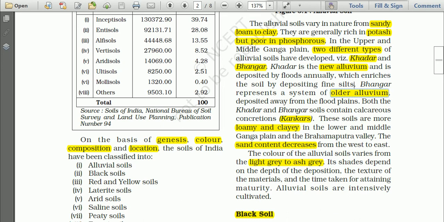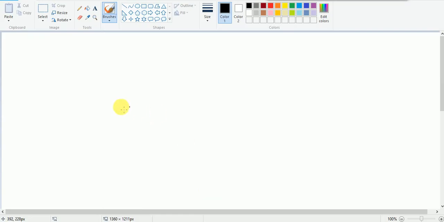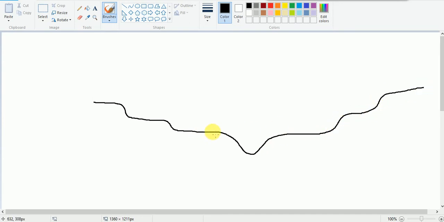And just see here about the location of Vangar and Khadar. Let us say these are the river terraces, and here we have the river, and again these are the terraces, and let us say this is the levee, and here we have another levee. So this is the river, and this low-lying area nearby the river is known as the floodplain.